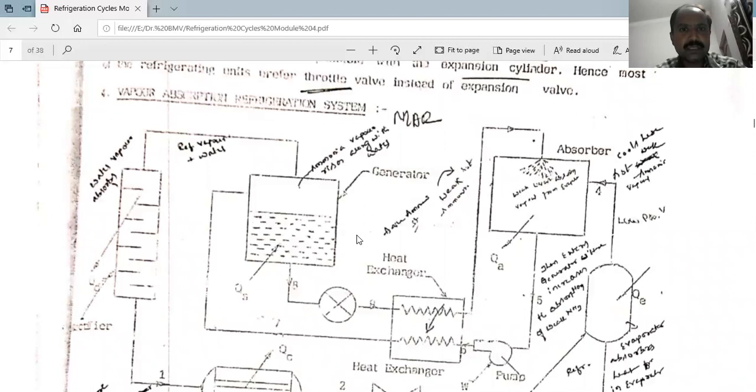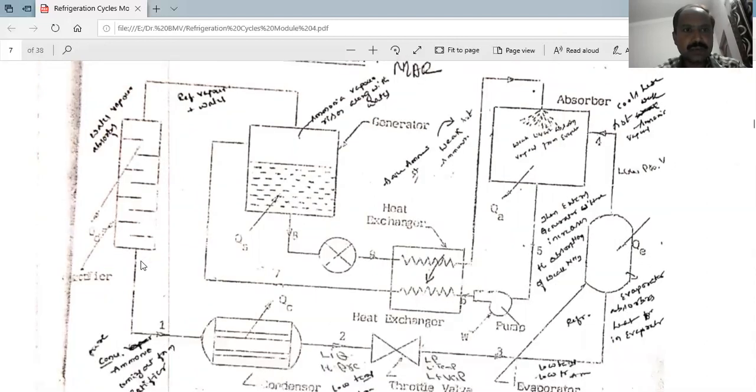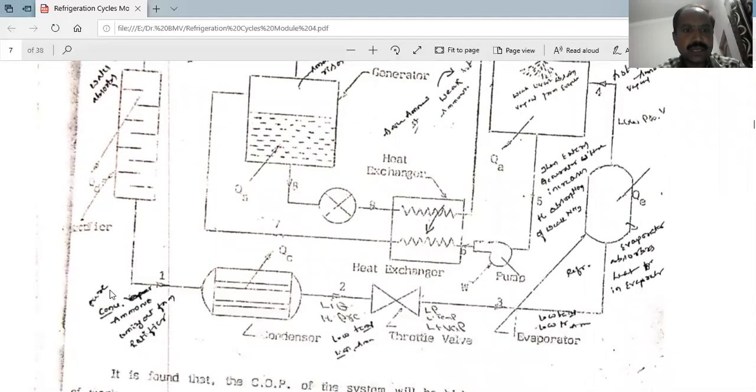Here the generator produces ammonia vapor, which rises in the generator. The refrigerant vapor generated by the generator will contain some water vapor. The water vapor will be absorbed by the rectifier. The rectifier absorbs the water vapor, and the concentrated ammonia refrigerant is passed to the condenser. Here the condensation process takes place.